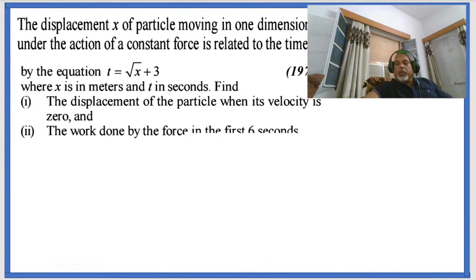Now let us do this question. The displacement x of a particle moving in one dimension under the action of a constant force is related to the time t by the equation t is equal to root x plus 3, where x is in meters and t in seconds. Find the displacement of the particle when its velocity is 0 and work done by the force in 6 seconds. Correct.